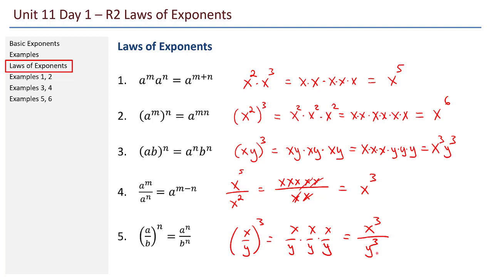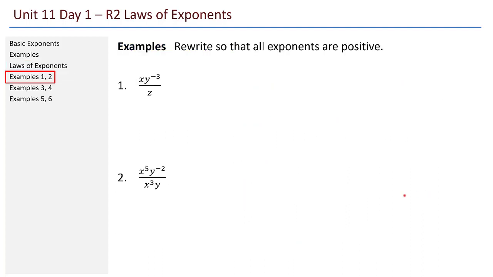Let's continue to use these laws of exponents in several examples. Now, when we simplify, our goal is often to rewrite so that all the exponents are positive. Let's see if we can do that. In this first case, x times y to the negative 3 over z. Well, maybe I could pull the y out to the right. So that's the same as x over z times y to the negative 3. And then I can use the fact that y to the negative 3 is 1 over y cubed.